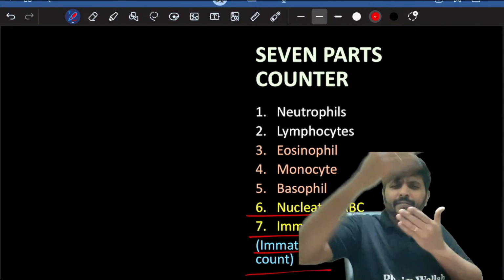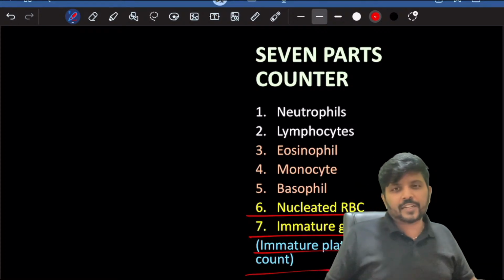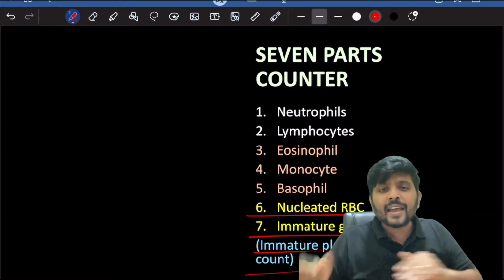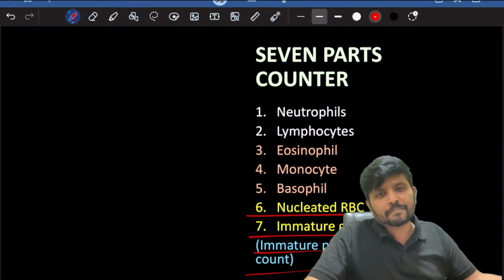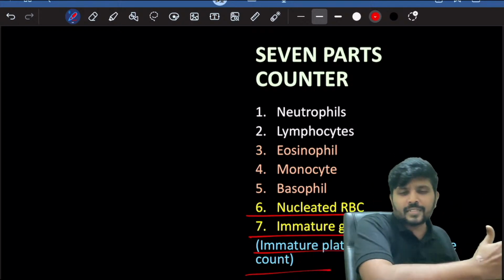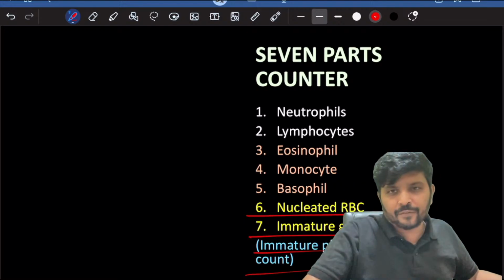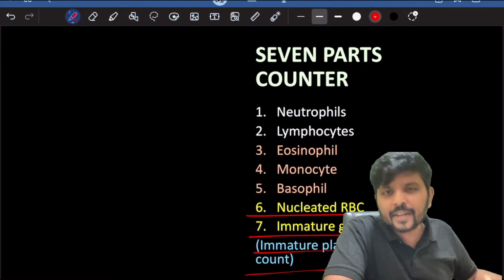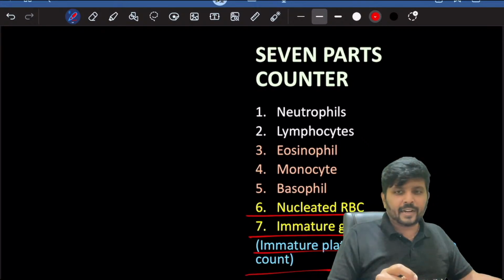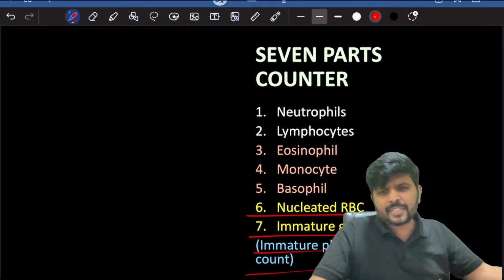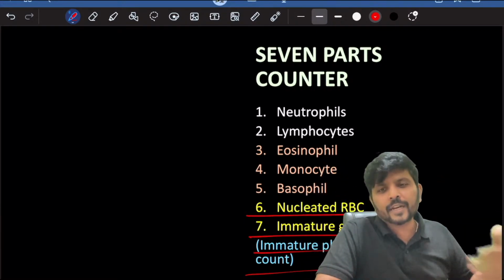So 7-part, we even have 10-part, 11-part, so many things are coming on. The more the sophistication, the less the requirement of a peripheral smear study and of the human element. Humans are literally replaced by machines. But still, if you have some confusions, you need to go for a smear study. Right now, for point of care, as soon as the patient comes in, I want a diagnosis. For that, you need to go for a Coulter counter.